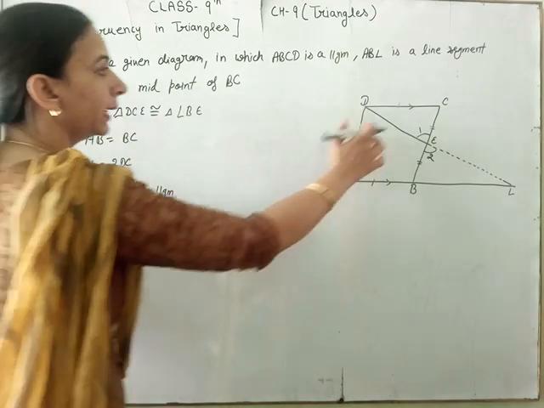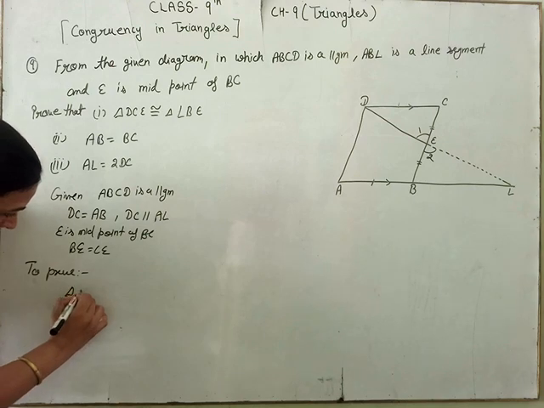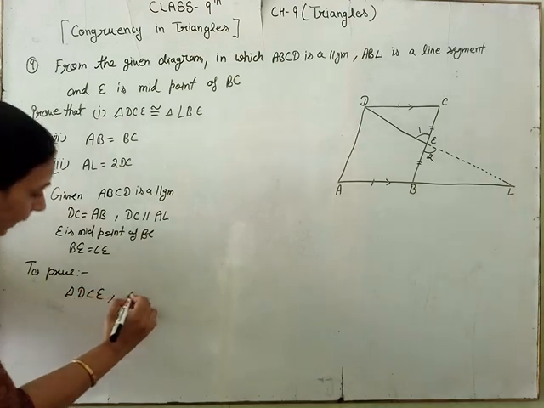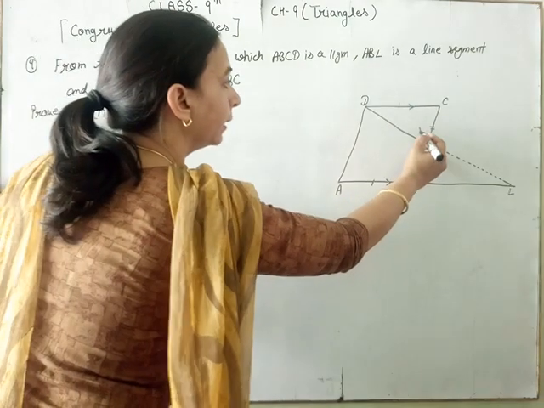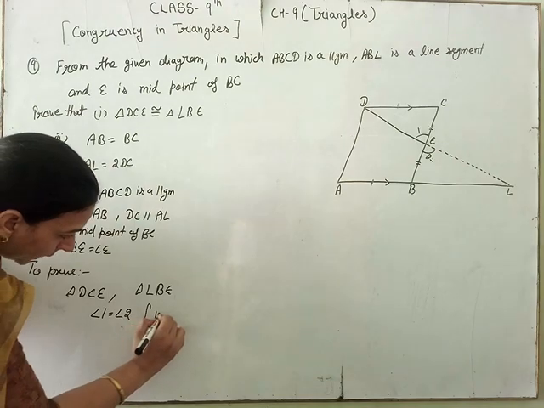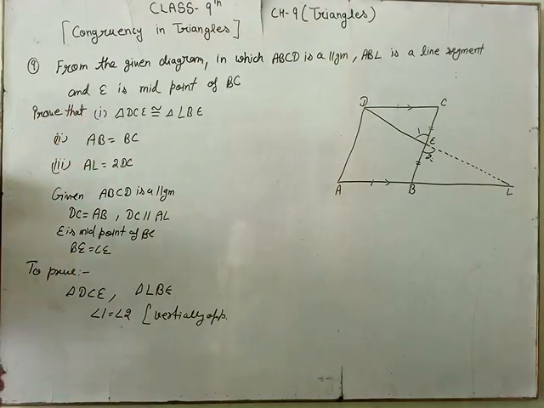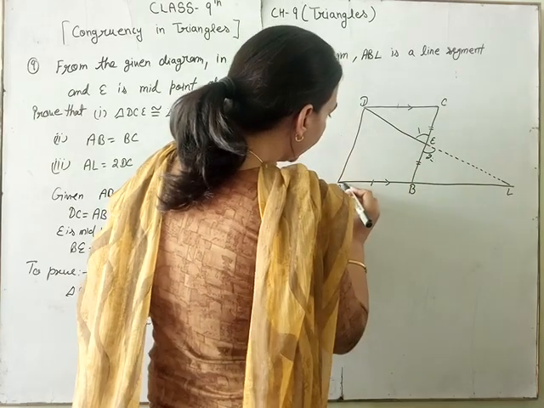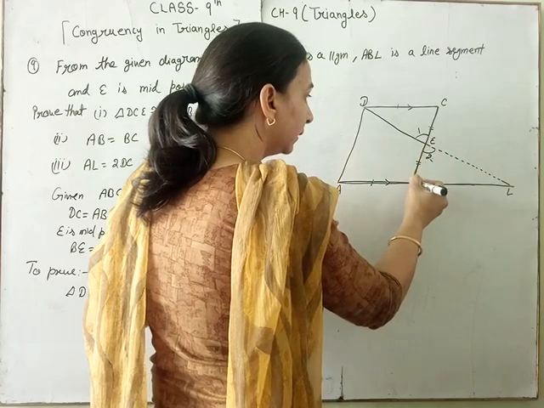First we take triangle DCE, and for the next triangle, LBE. First is angle 1 equal to angle 2, because they are vertically opposite angles.